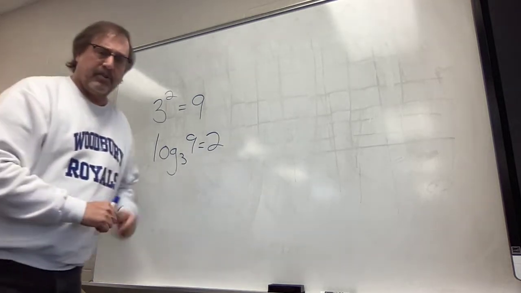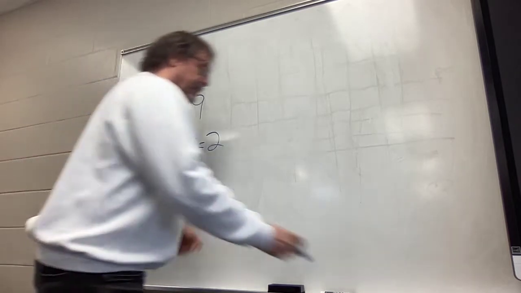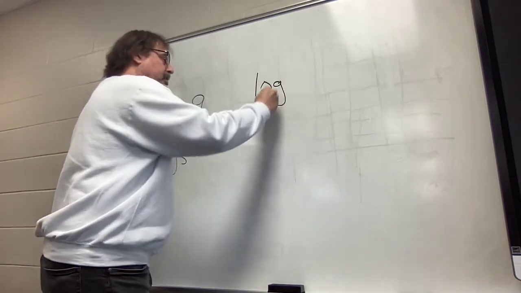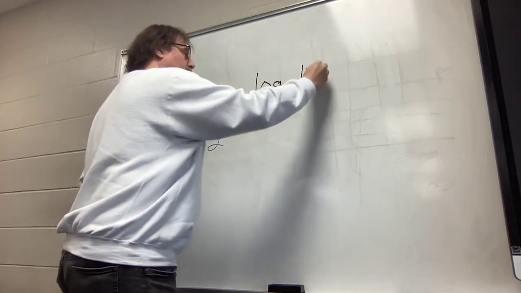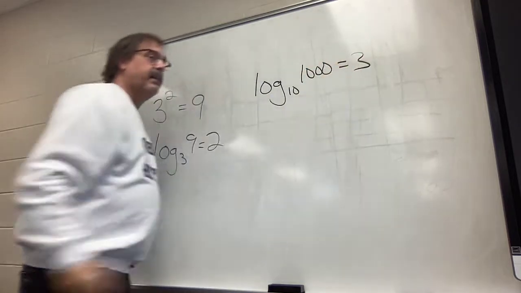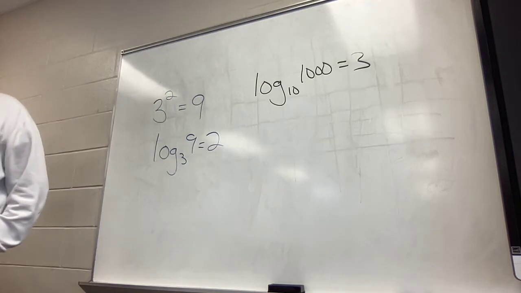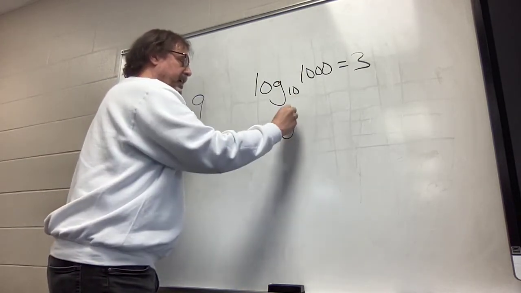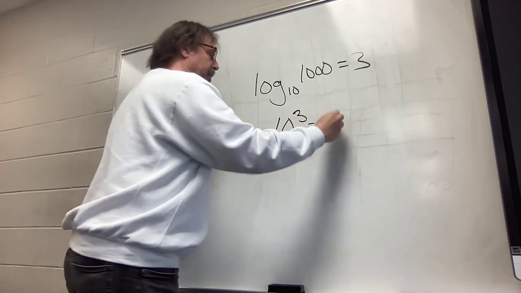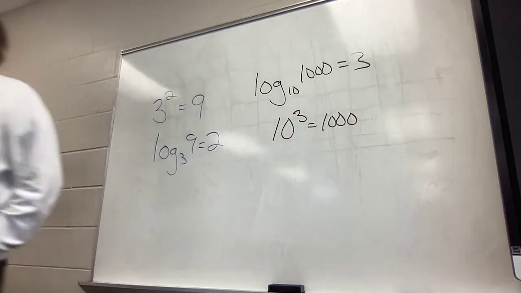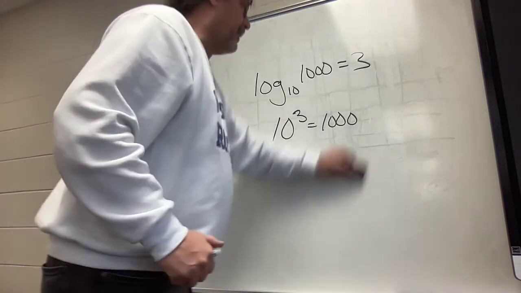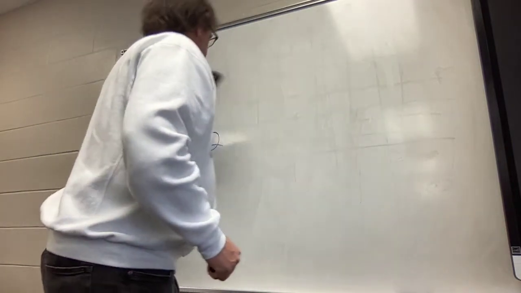And then we might have had questions on Friday like this: if you've got log base 10 of 1000 equals 3, and we write that as an exponential, we might have done that as lower, upper: 10 to the third power equals 1000.